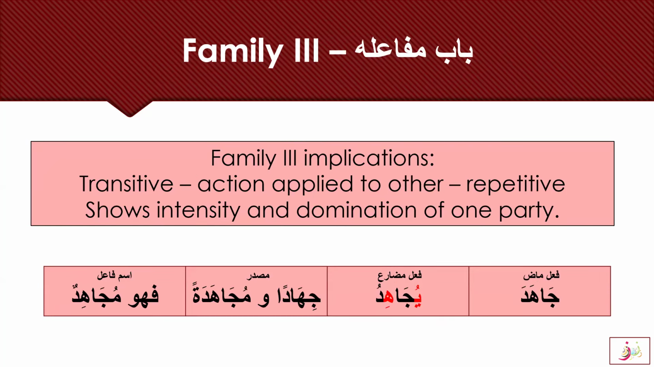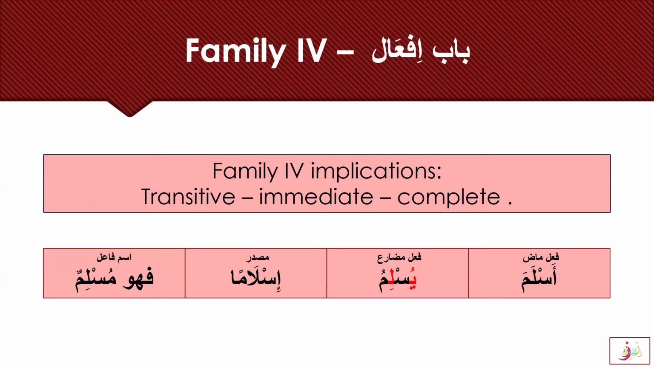Family 3, Bab Mufala, the implications are transitive, action applied to another, repetitive, shows intensity and domination of one party. It is a struggle against some other party. Jahada, yujahidu, as the name says, Jahada, he struggled. Jahada, yujahidu, jihadan wa mujahadatan fahuwa mujahidun. And please keep revising the Surf Kabir and Surf Sagir charts.